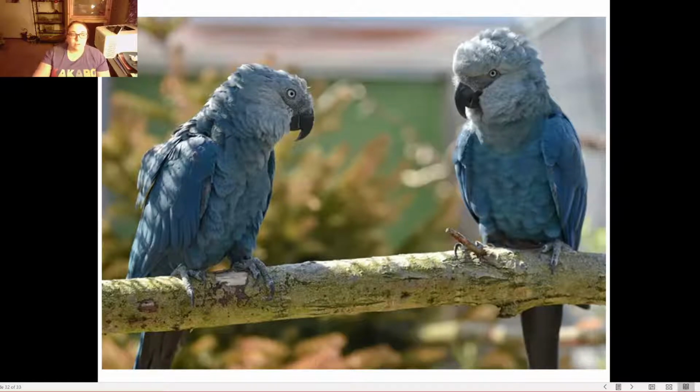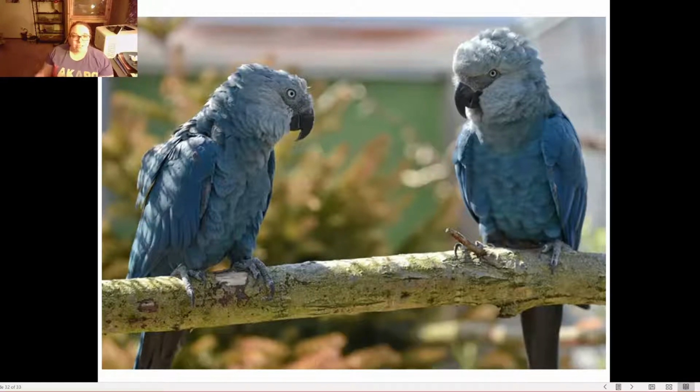So for extinct in the wild, an example of that would be the Spix's macaw, and they're endemic to Brazil, which means they're only found in Brazil. And they were last seen in the wild in 2016. It was declared extinct in the wild in 2019, but we do still have around 160 parrots alive in captivity.